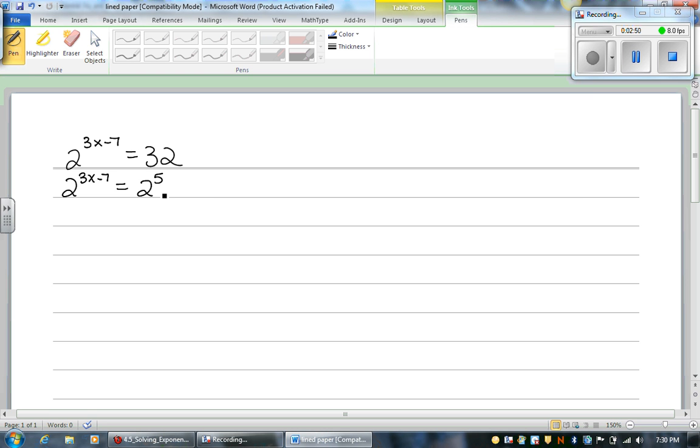Now that I have those common bases, I can take those exponents and set them equal to one another to create my equation. And then we solve as I normally would. Add 7, which gives us 3x equals 12. Divide by 3 on both sides, and I get x equals 4.